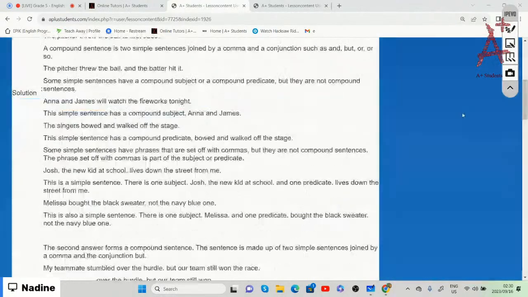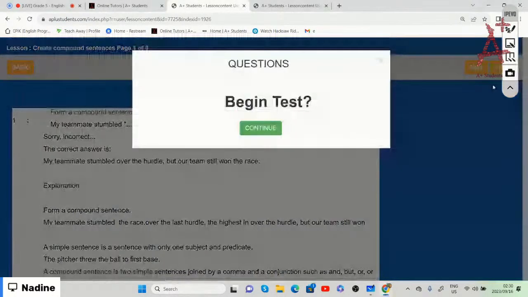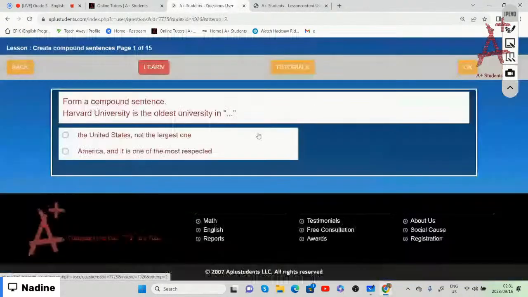All right, let us go to our test on creating compound sentences. We need to form a compound sentence.